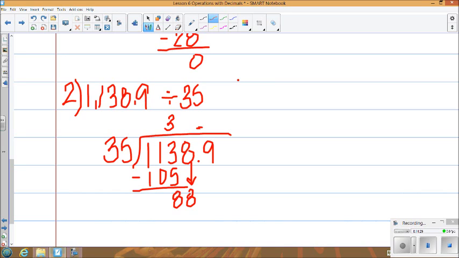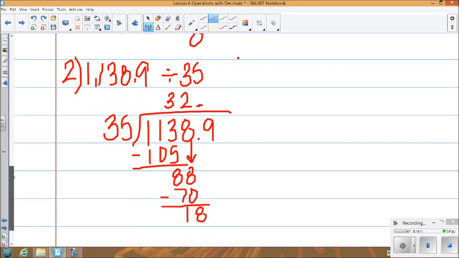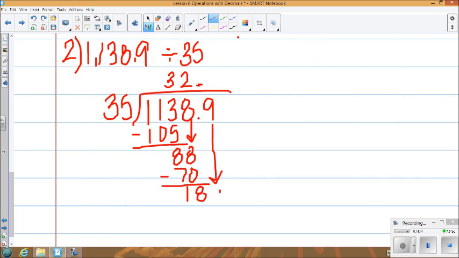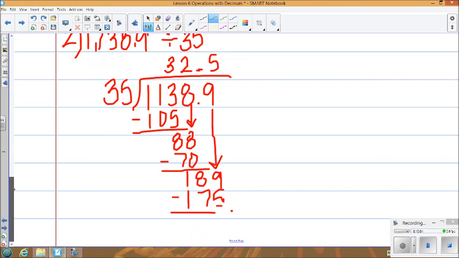Now I'm looking at 35 going into 88. Well, that's only going to happen twice. 2 times 35 is going to give me 70. So we're going to have an 18 left over here. Carry down the next term. How many times does 35 go into 189? So 35 goes into 189 5 times. So 5 times 35 is going to be 175. Subtract 189 minus 175. So we have 4 and 1. So we have 14 left over.